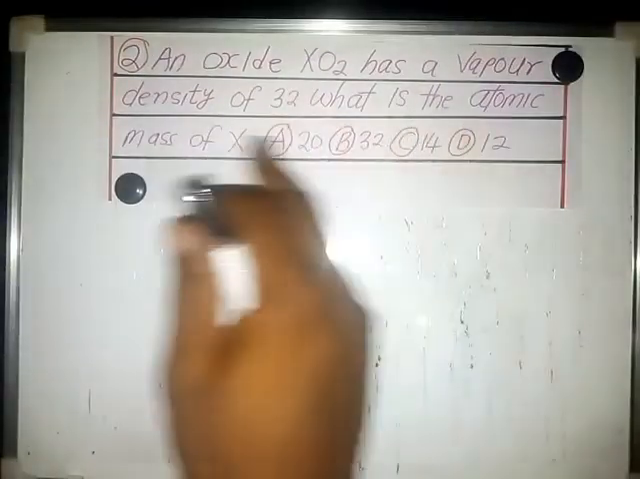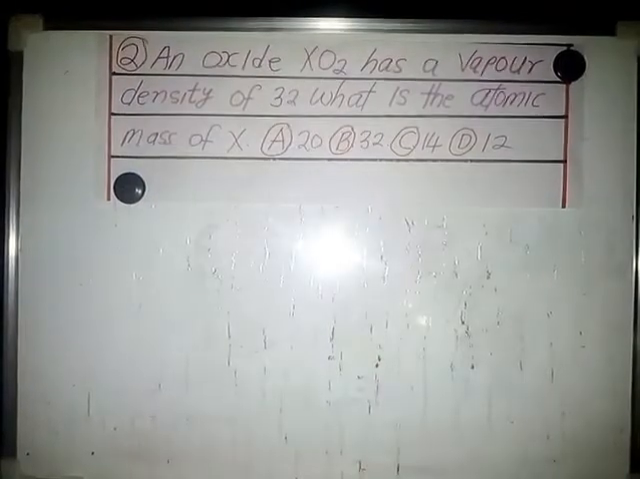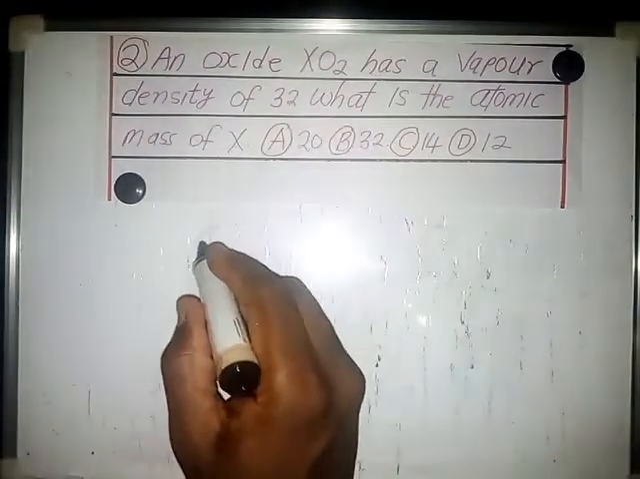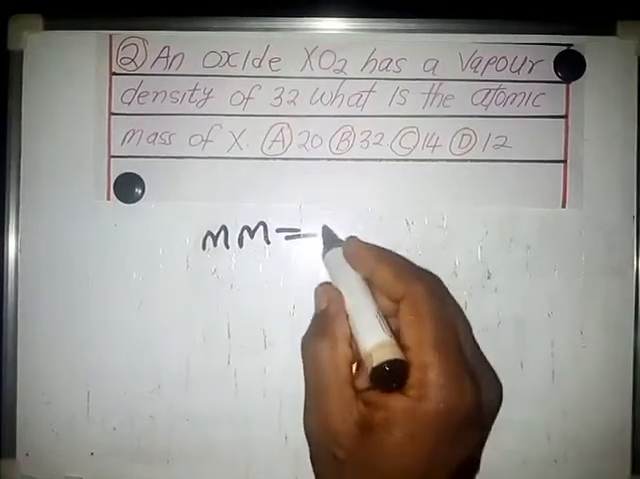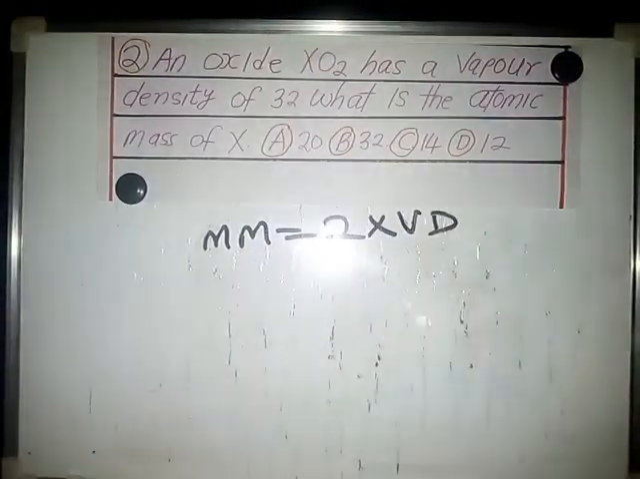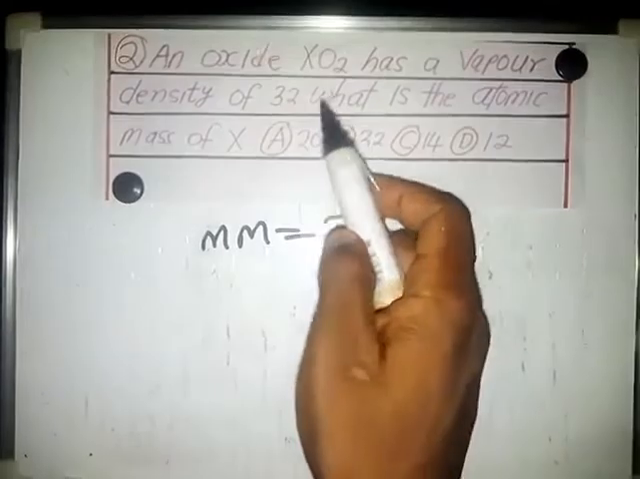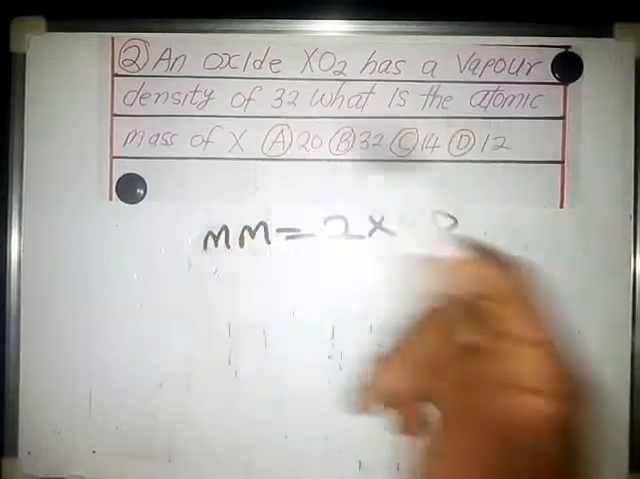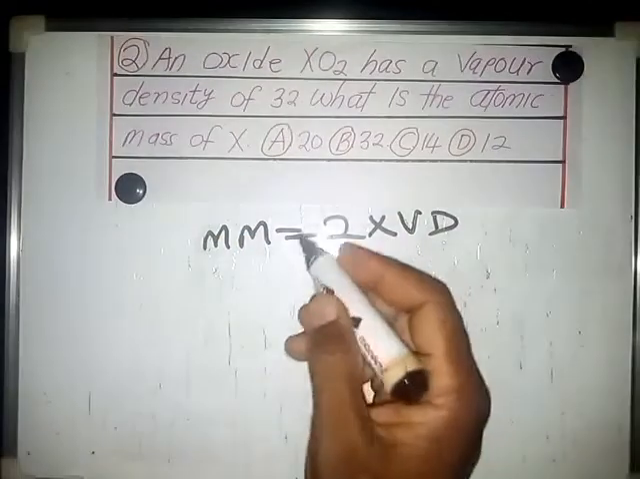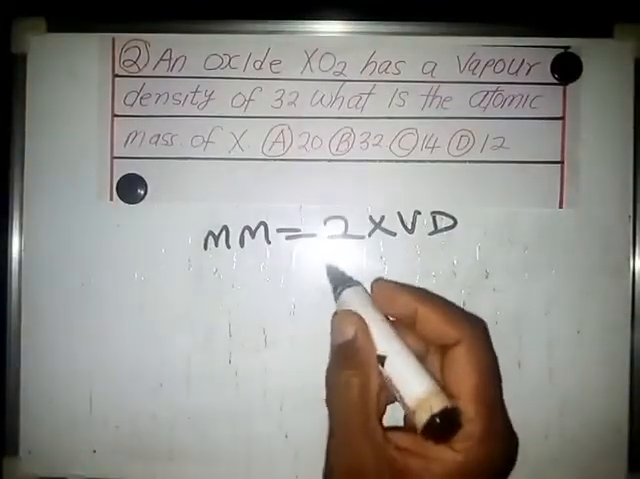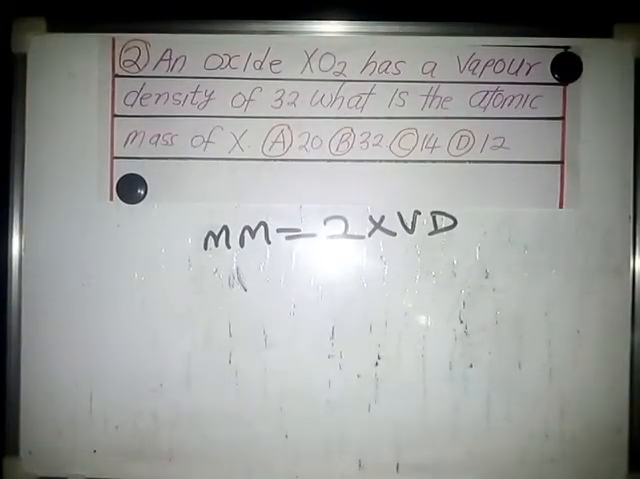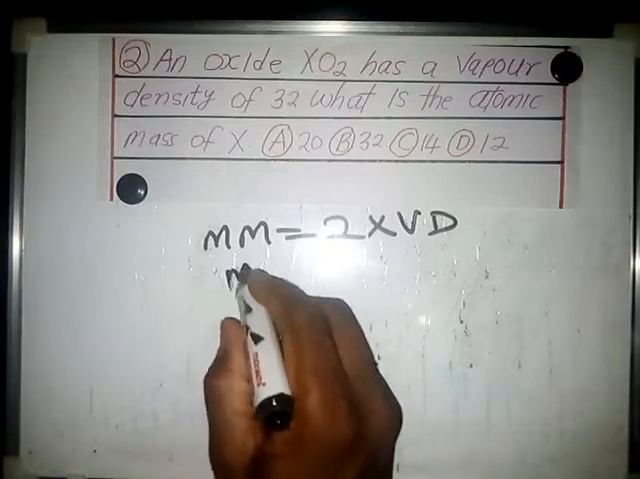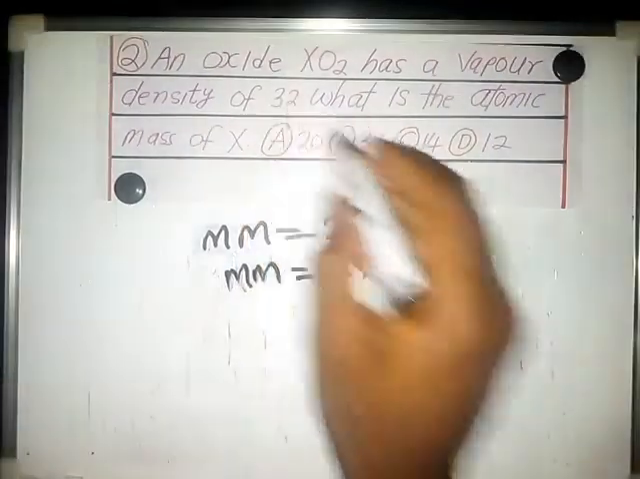An oxide SO2 has a vapor density of 32. What is the atomic mass of S? First of all, you know that molecular mass equals 2 times vapor density. So they are saying that this compound has a vapor density of 32. What is the atomic mass of S? So we're going to equate this compound to the molecular mass. That is 2 times vapor density, which is 32.